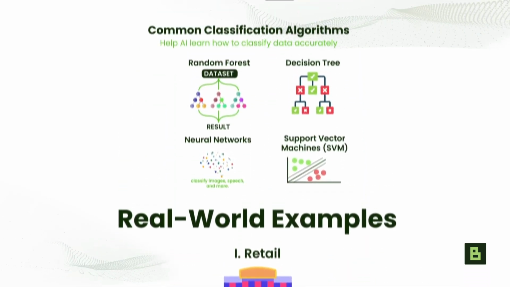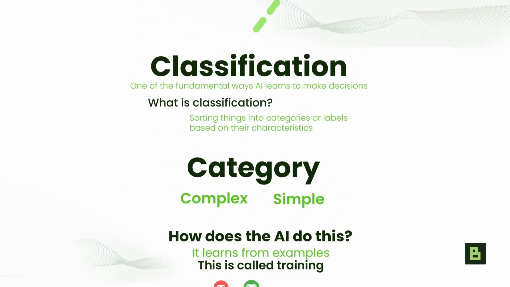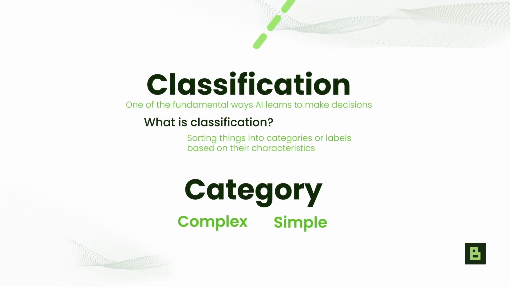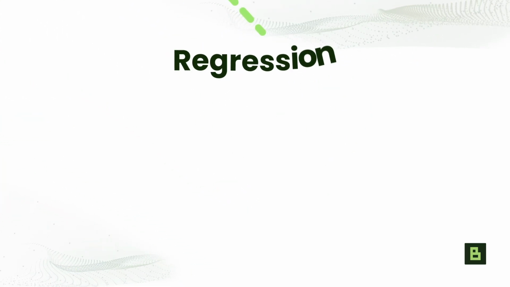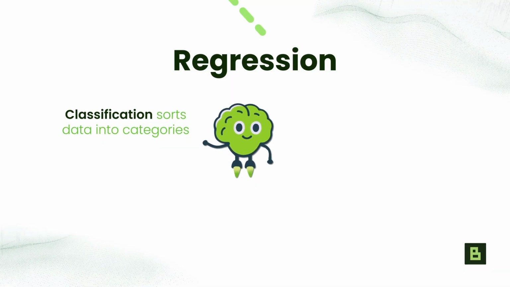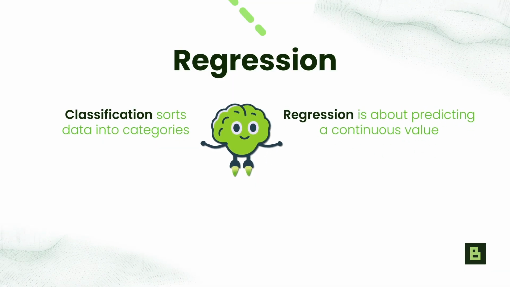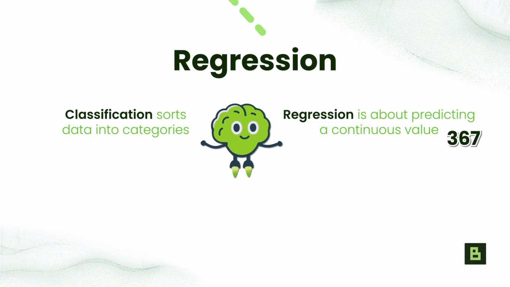So remember, classification is all about teaching machines to recognize and assign labels, a foundational skill that powers many AI applications you encounter daily. Now let's talk about regression. While classification sorts data into categories, regression is about predicting a continuous value, a number that can take on many different values, not just a label.